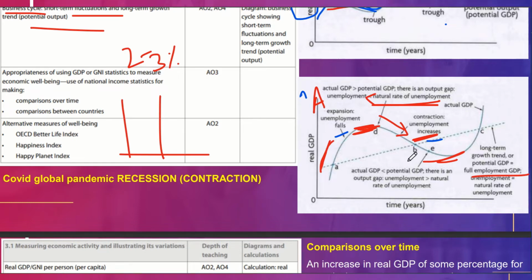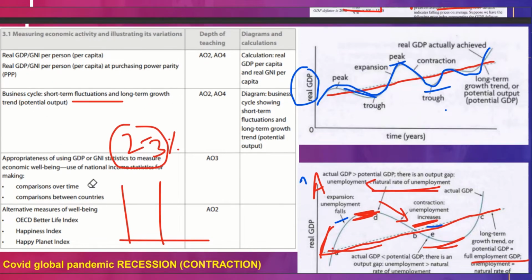Okay, during long term growth, what will happen? Potential GDP equals the full employment level of GDP, and unemployment equals the natural rate of unemployment. The natural rate of unemployment varies from country to country. 2 to 3% is considered a natural rate of unemployment.